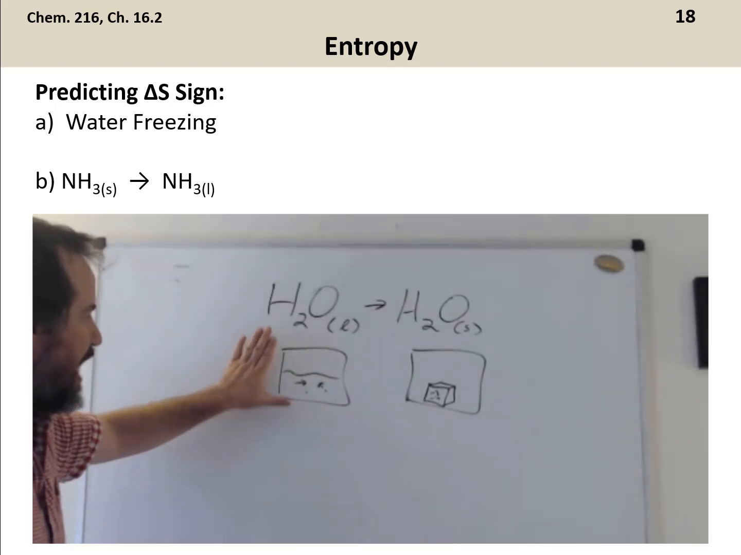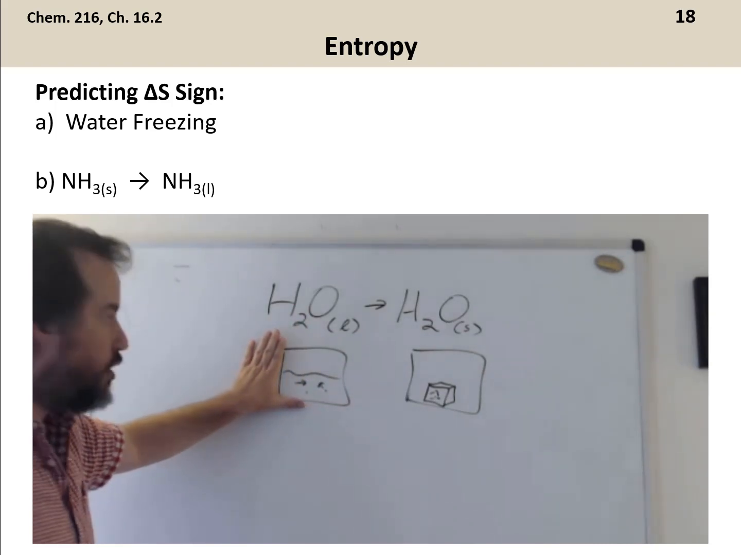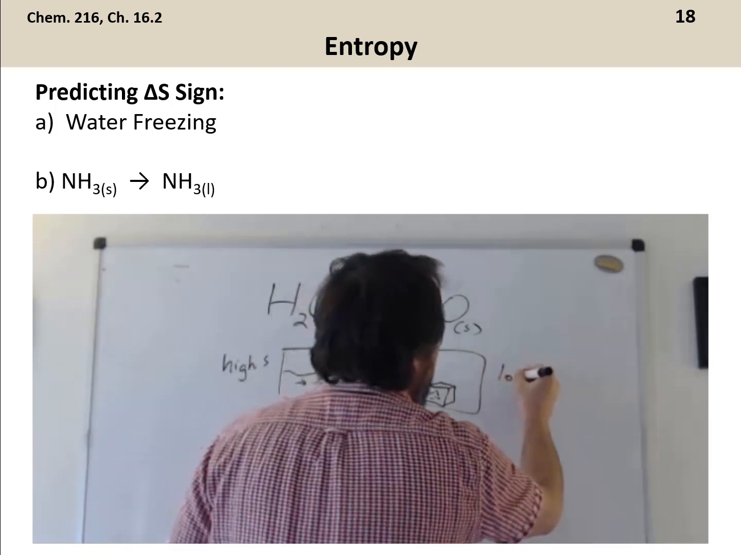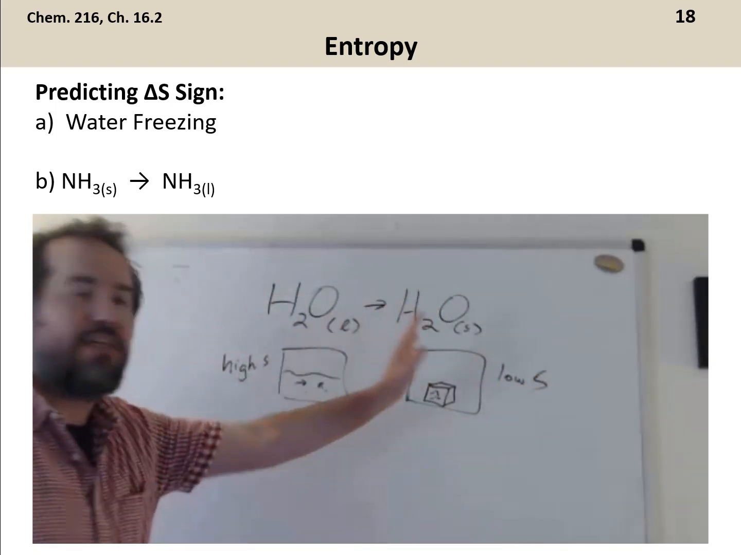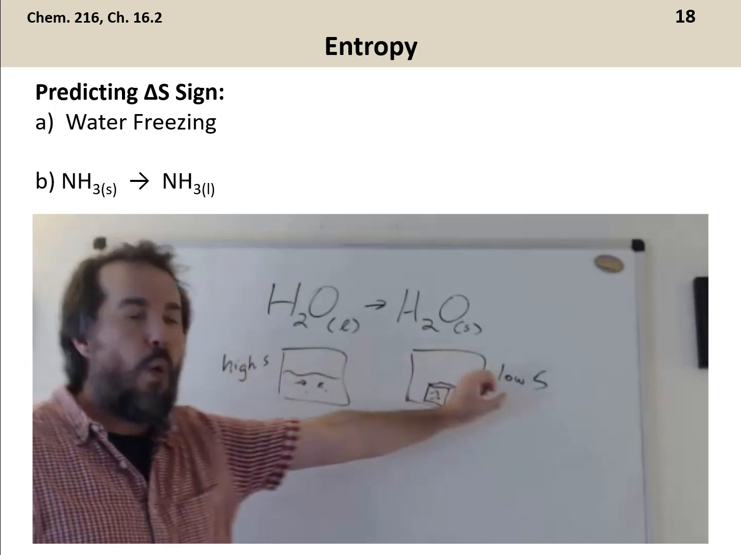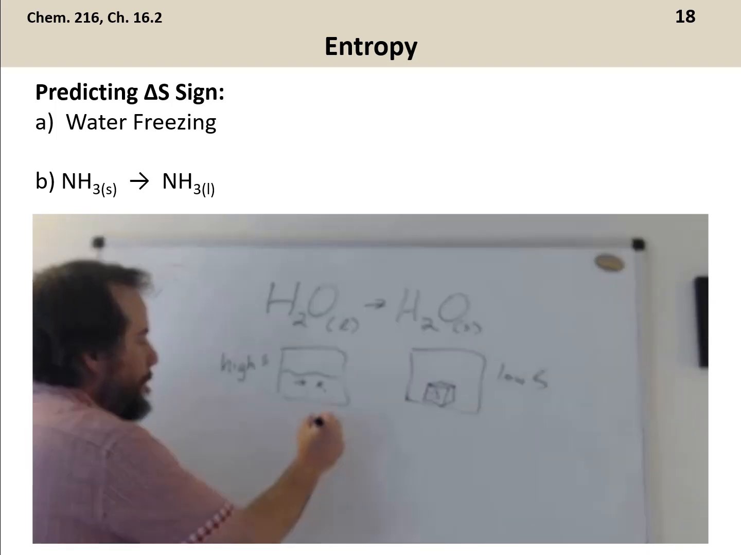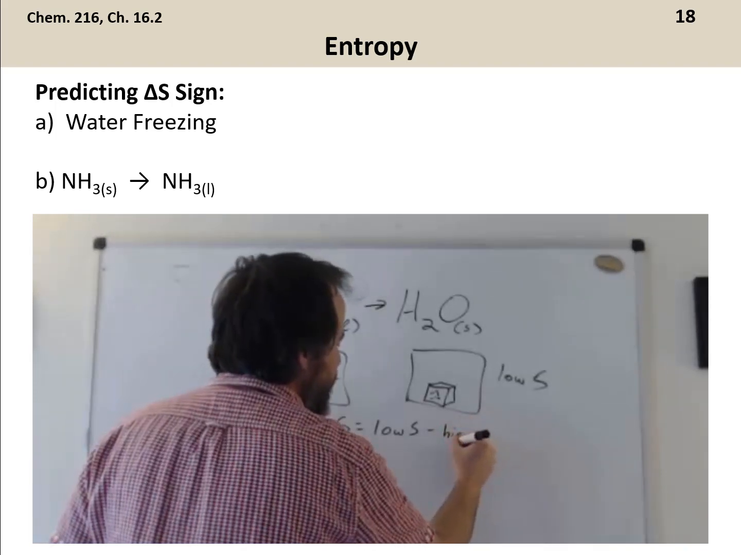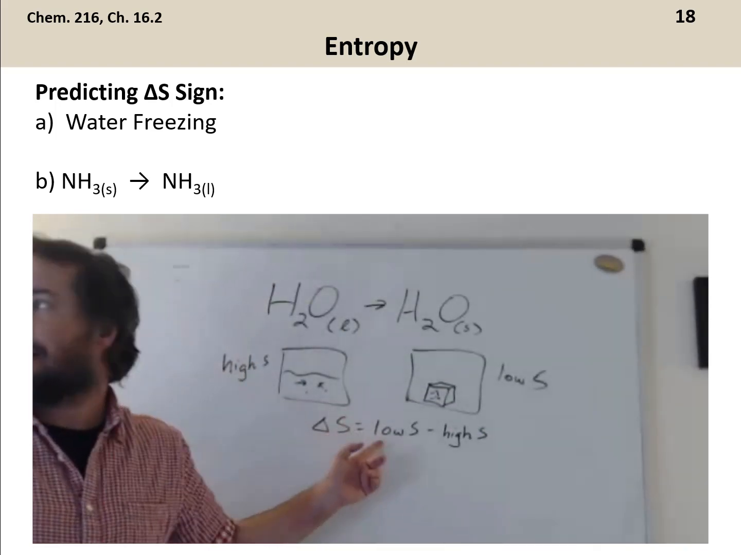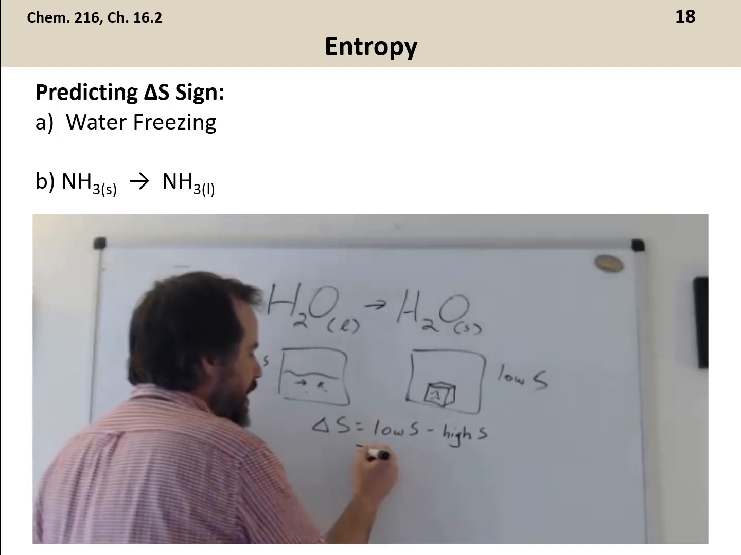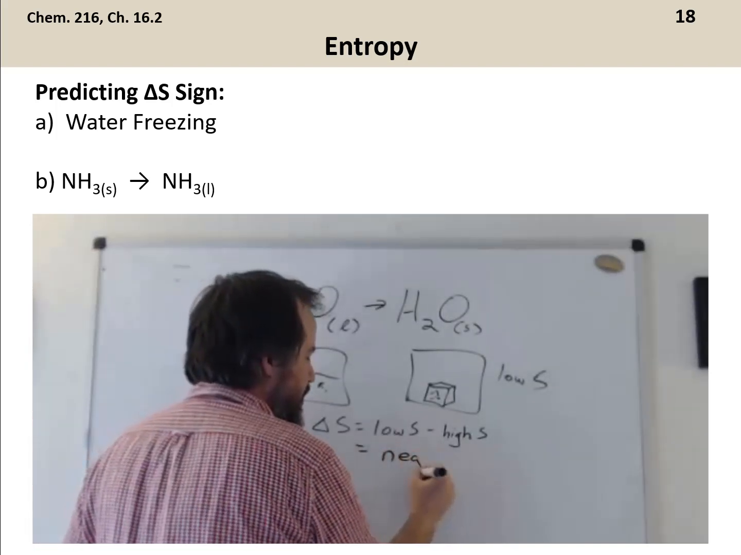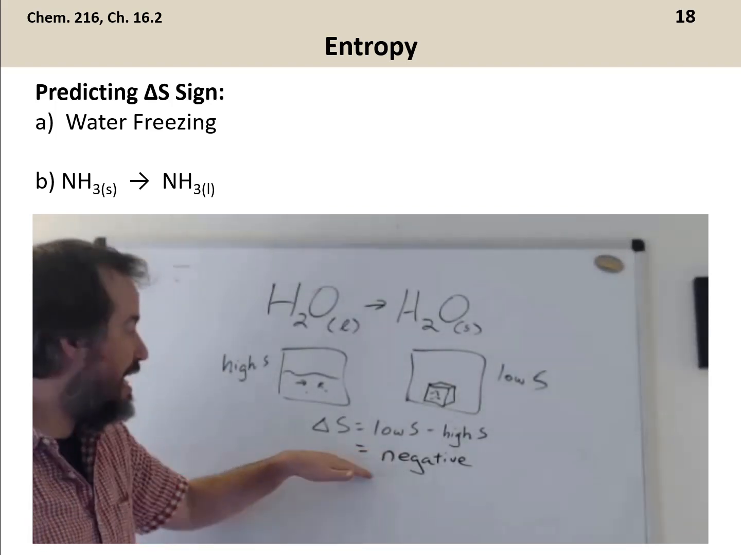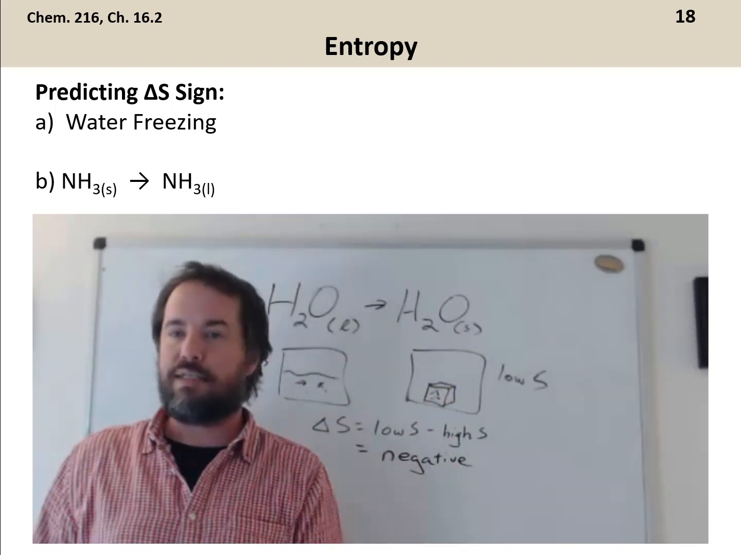Well, this is more disorganized, so this will have a higher S than over here. So I'm going from high S to low S. I'm getting more organized. So my delta S is going to be low minus high. Let's say this is 2 and this is 5. This will get me a negative delta S. Negative means it is becoming more organized.